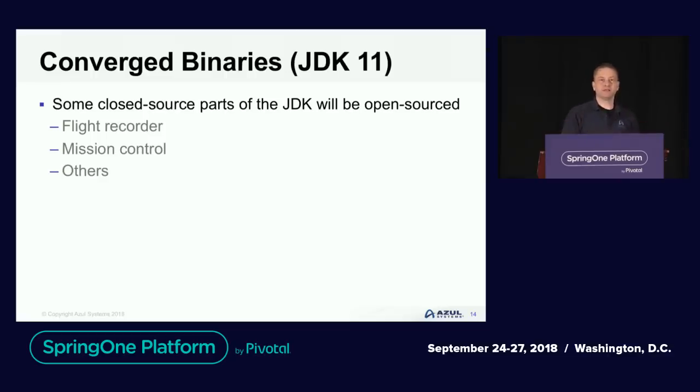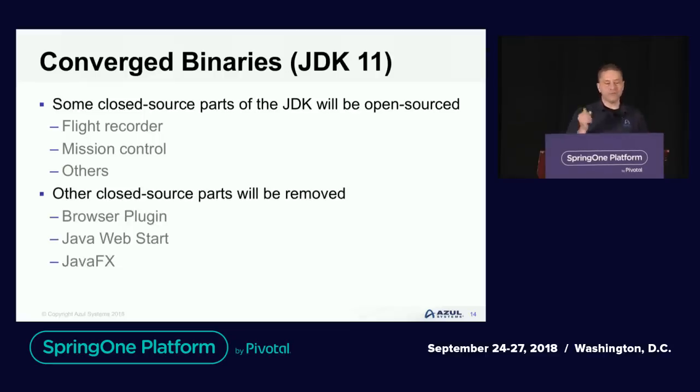There's a few other things like application class data sharing and little bits and pieces like that. But all these things have been contributed as open source to OpenJDK. The other thing they've done is to remove certain things from the Oracle JDK. And several notable things here. One is the browser plugin. So applet support is now gone from JDK 11. Similarly, Java Web Start has gone from JDK 11.